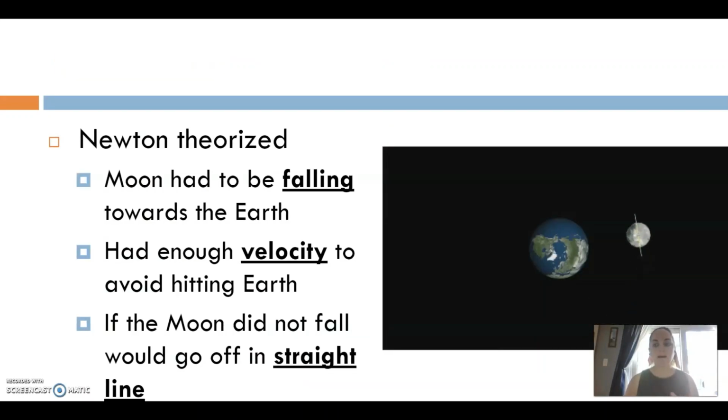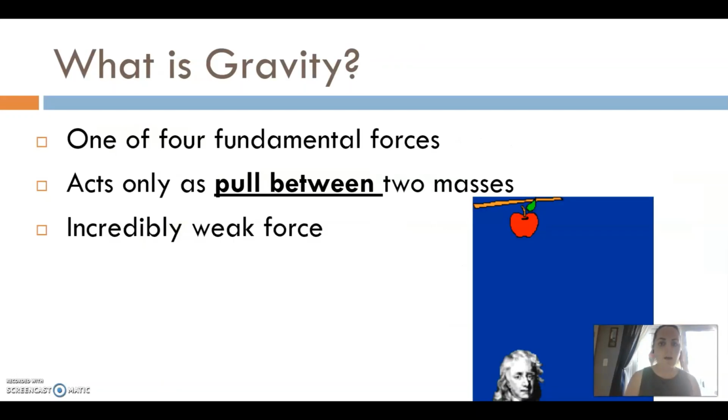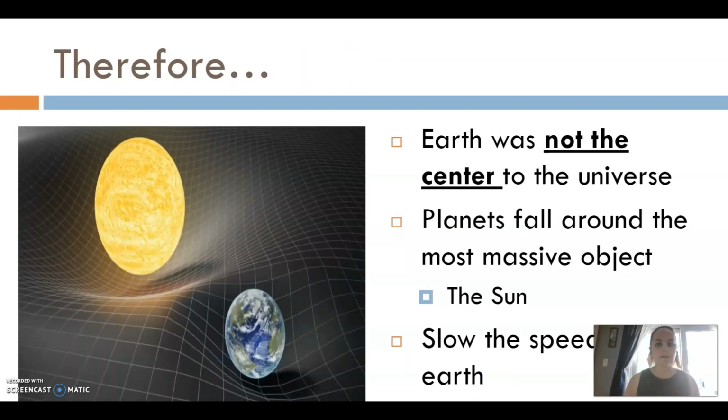If we look at the mass of the Earth and the mass of the moon, we can see that the Earth has a lot more mass than the moon. We can just see that from their sizes. And so the same idea was that Earth was not the center of the universe.